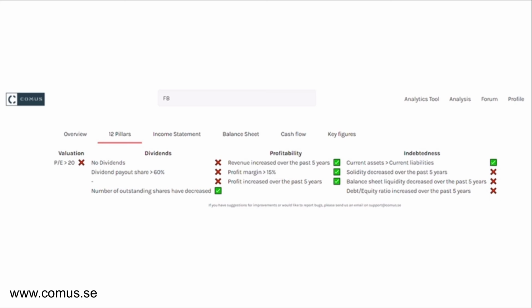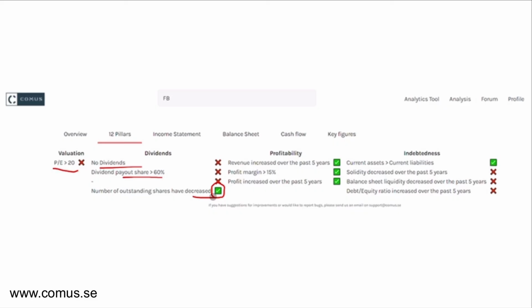So for instance, if we summarize everything we have gone through, we can tell that the PE ratio is above 20, so that is a negative. They don't pay out any dividends, so that's a negative thing. But what is great though is that the number of outstanding shares has decreased, which is positive, meaning that for you as an investor, your share of the company grows, as there are fewer and fewer outstanding stocks.